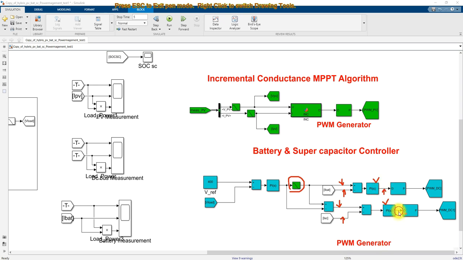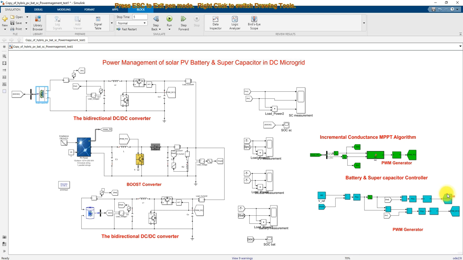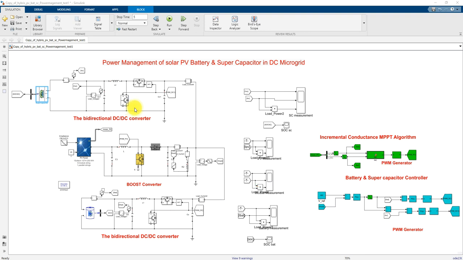This duty cycle is processed by a PWM generator, and the PWM generator generates the pulse. This pulse is used for controlling the IGBT of this bidirectional converter, in order to share the current according to the PV power and load condition. So this is the model of the DC microgrid consisting of solar PV, battery and supercapacitor.